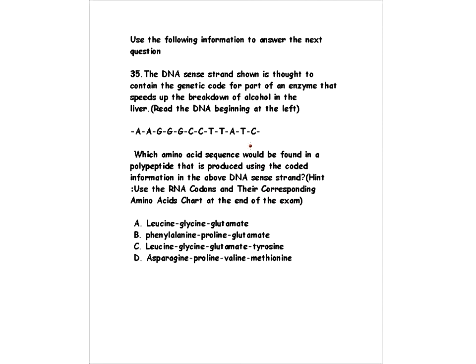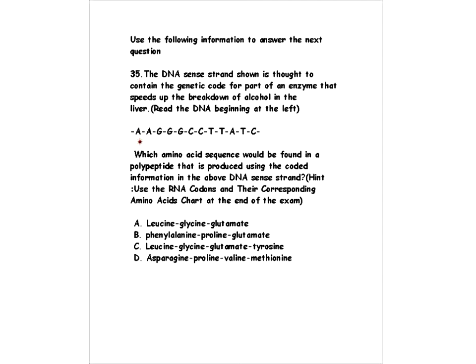All right, we'll go on and use the following information to answer the next question. This question says you've got some DNA that you're starting with, and it asks which amino acid is going to be produced from this. You need to use the RNA codons and their corresponding amino acids chart, which is at the back of the diploma exam. We know that DNA produces mRNA, and that mRNA is then used to produce the protein.